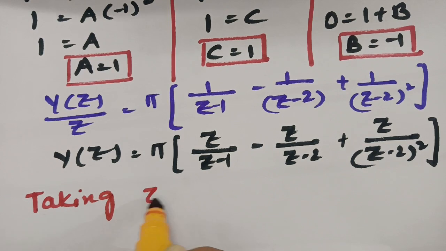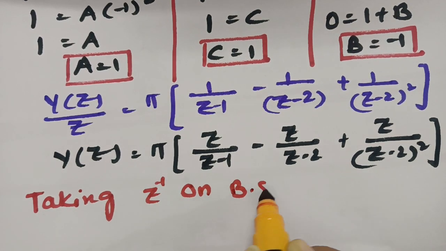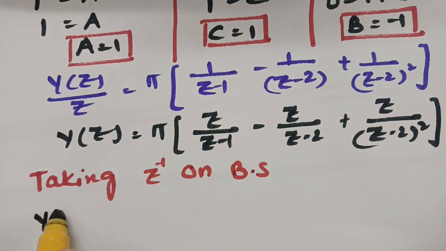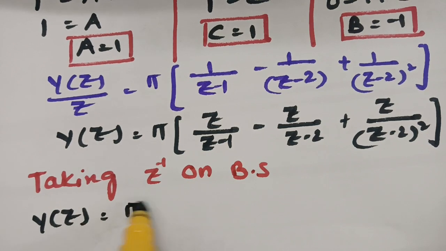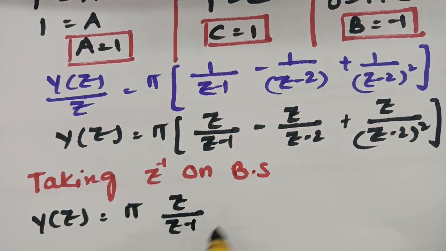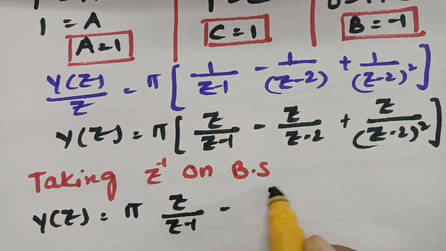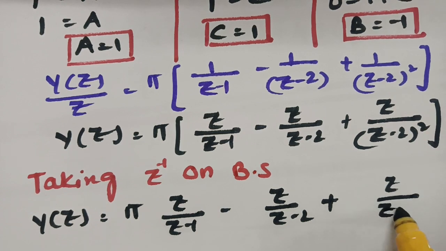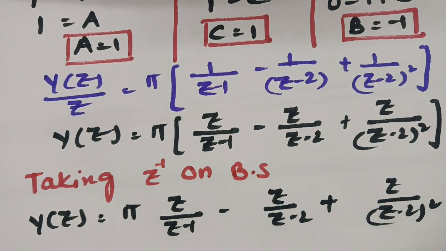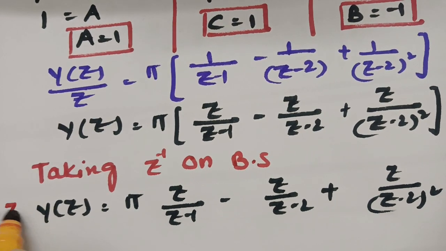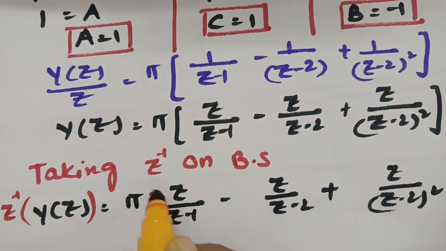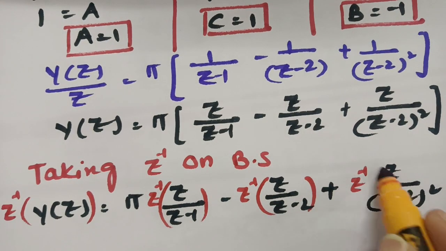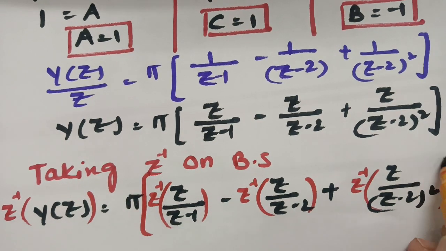On taking z inverse on both sides, y of z by z is equal to pi times of z by z minus 1, minus z by z minus 2, plus z by z minus 2 whole square. So y of z is this. Now I have to take z inverse on both sides. So this will become z inverse of this one, and this, and again z inverse of z by z minus 2, and z inverse of z by z minus 2 whole square.